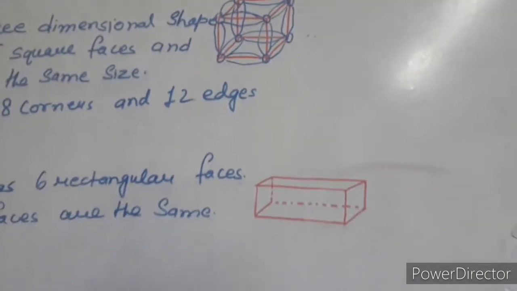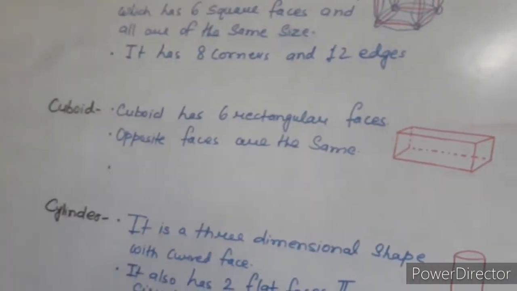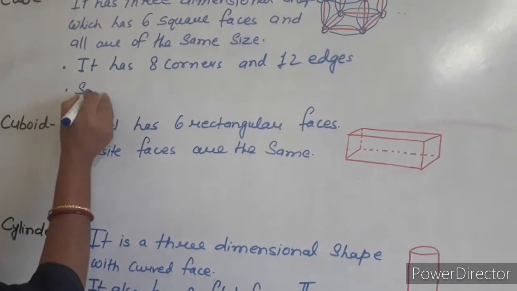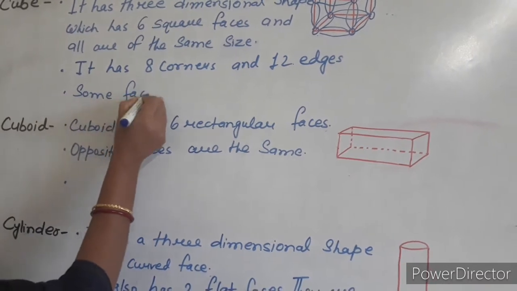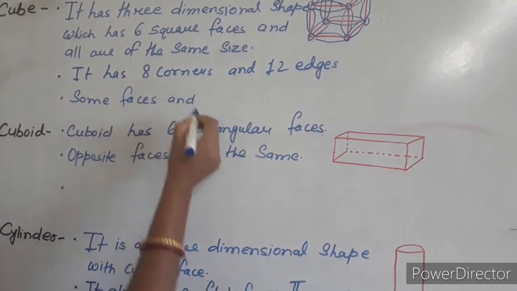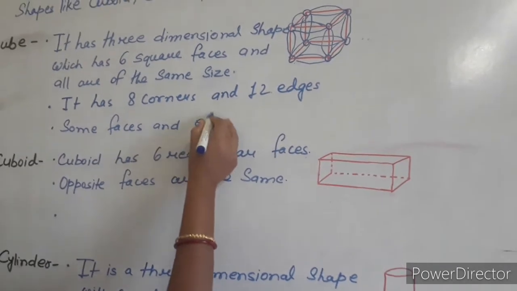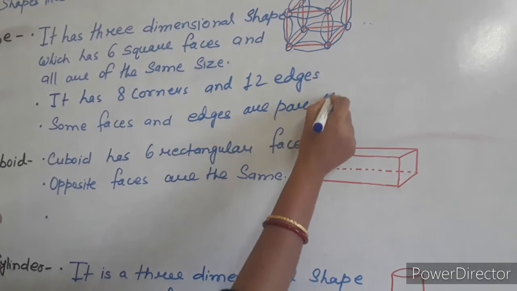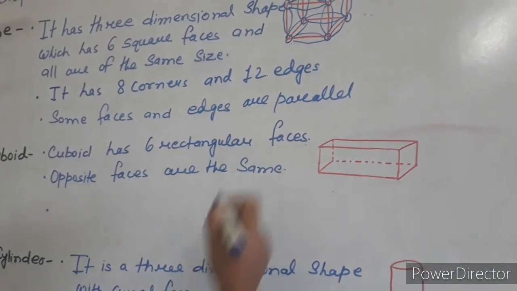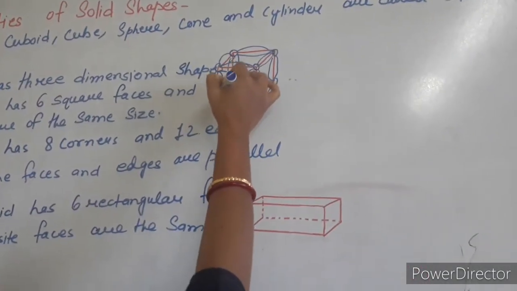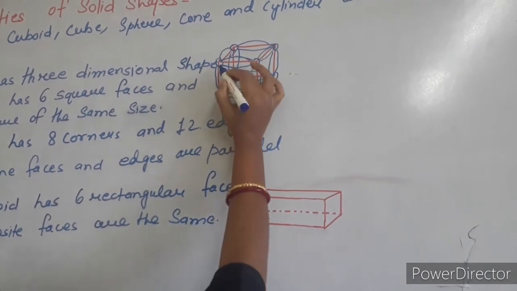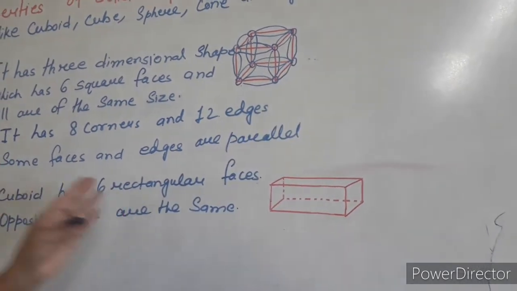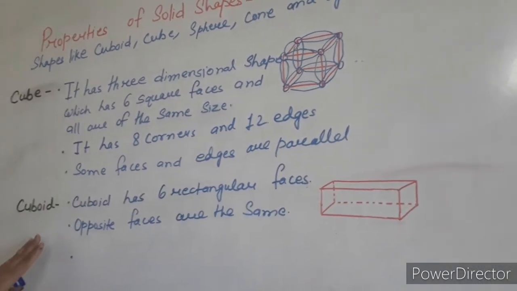Okay. Then the next point is that some faces and edges are parallel. We see that these are the edges and this is the face, and these edges are parallel to this face. So some faces and edges are parallel.